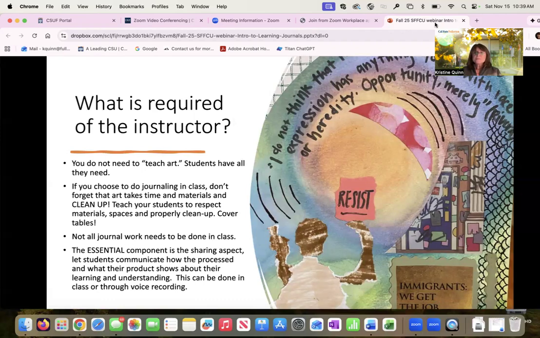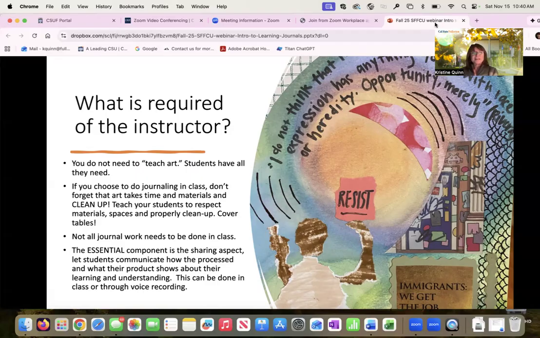So, as we think about this and implementing it into our classrooms, it might seem overwhelming. You might say, I'm not an art teacher. I don't know if I can do this. But I want to assure you that you do not need to be able to teach art in order to use this tool in your classroom. Students have all they need.